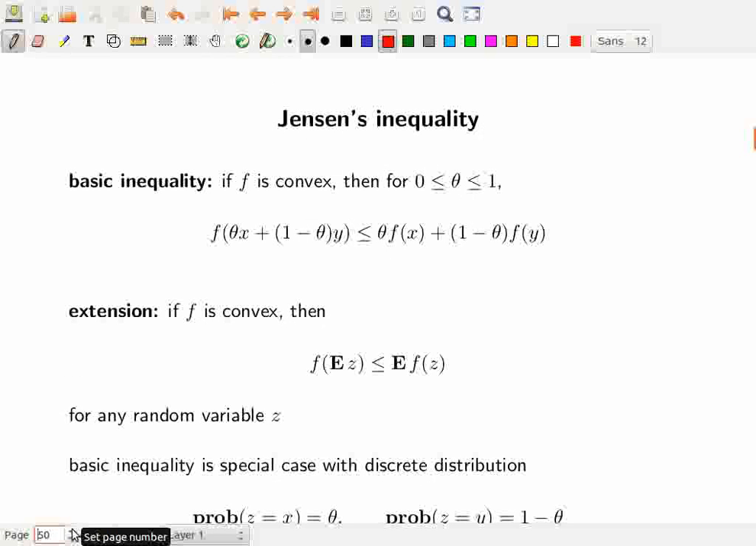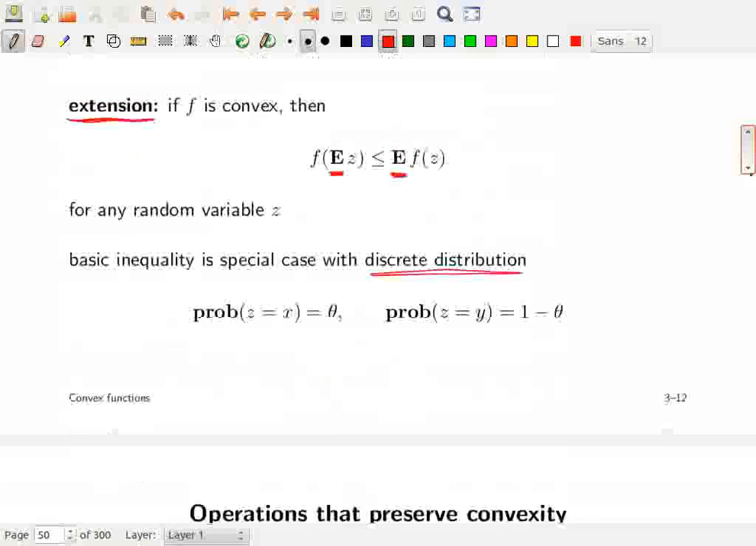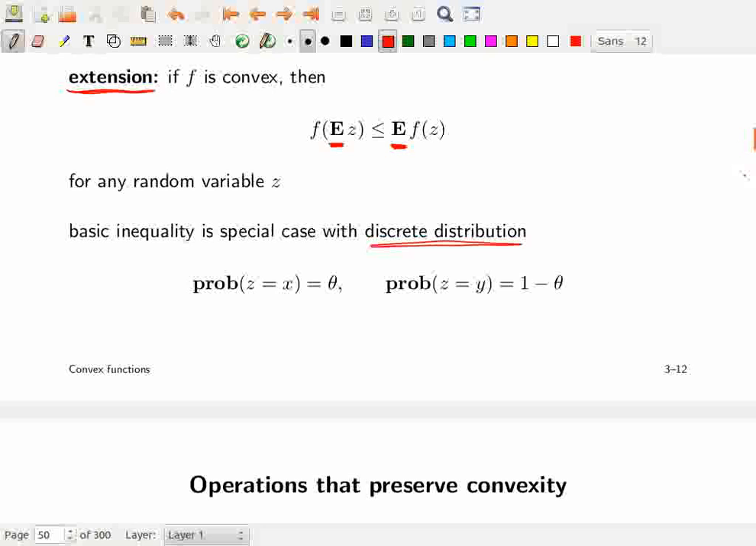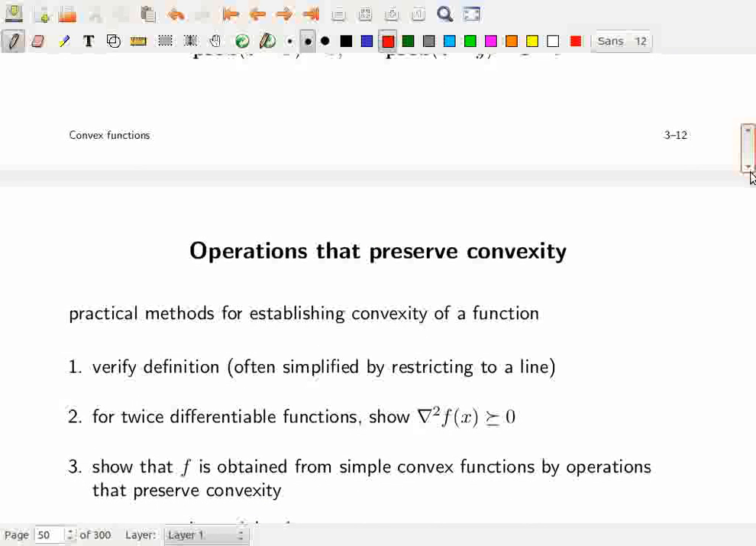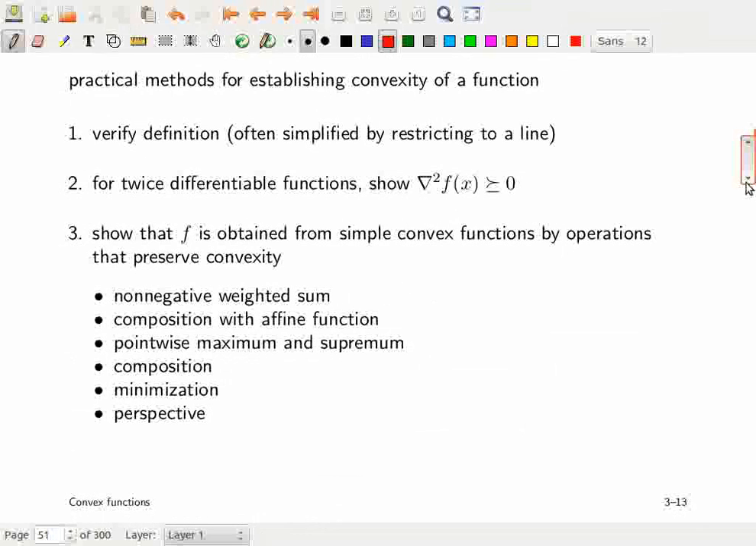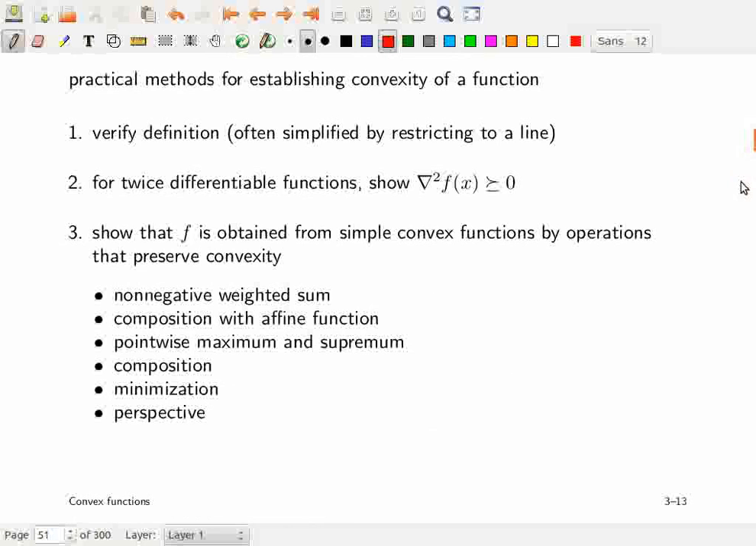Then we reviewed the Jensen inequality in the basic form and in the extension part. For the extension, we talked about the expected value of the function, and the discrete case, if you have a discrete domain, what the Jensen inequality is. After that, we started talking about the operations that preserve convexity.